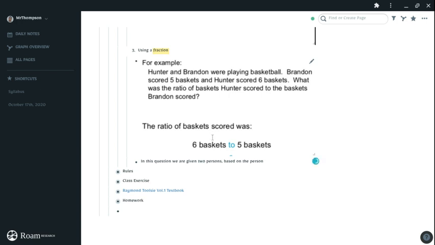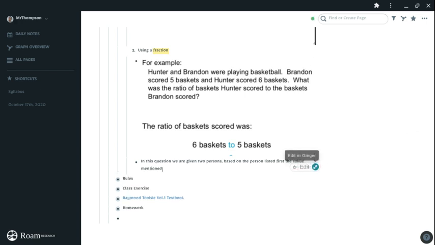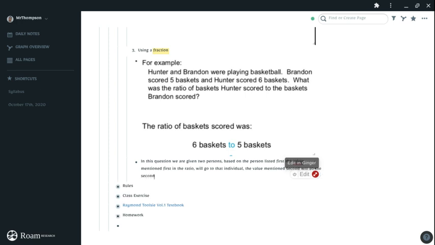So in this question, we're given two persons. Based on the person listed first, the value mentioned first in the ratio will go to that individual. The value mentioned second will go to the second individual. All right. Okay, there we go.